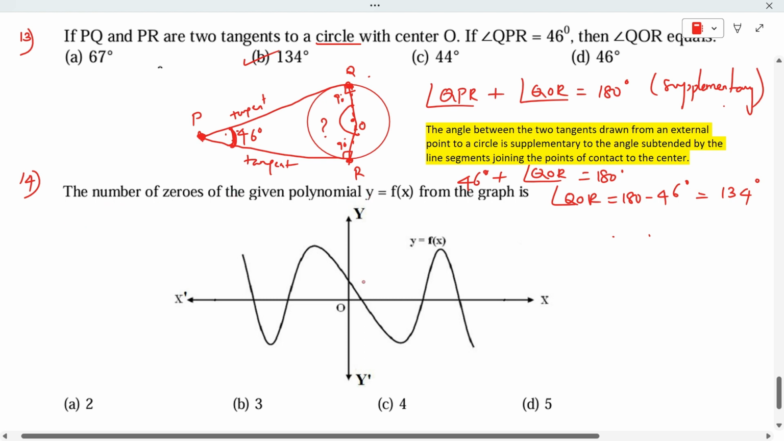So coming to the next question, we have to determine the number of zeros of the given polynomial from the graph. So how many zeros are there? So the graph intersects the x-axis at 5 points. So the number of zeros will be the option D, 5.